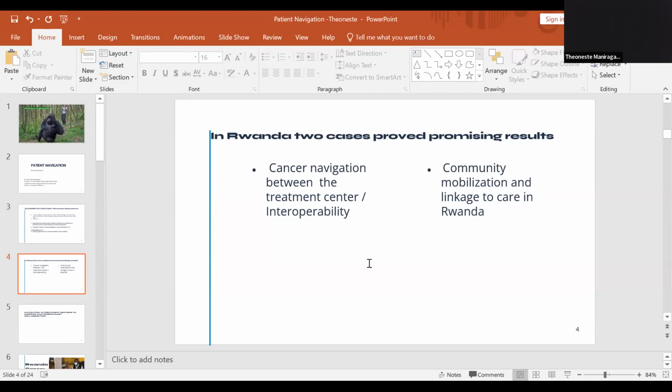At each level, there are packages that should be delivered. We know that more than 80% of our patients are managed in the community. In the community, nurses and general practitioners care for patients with common diseases like infectious diseases, and provide awareness and screening for NCDs.